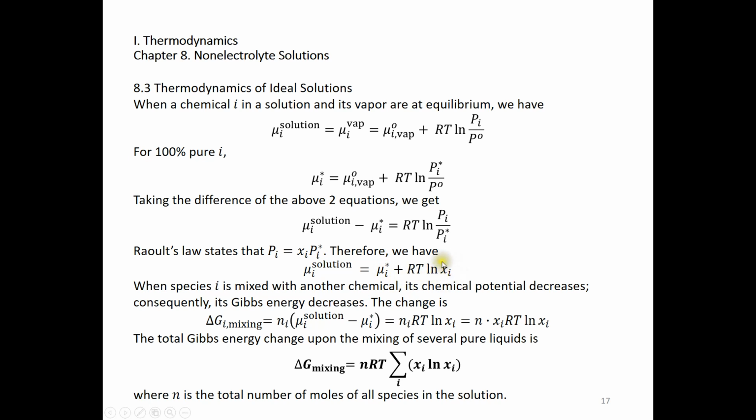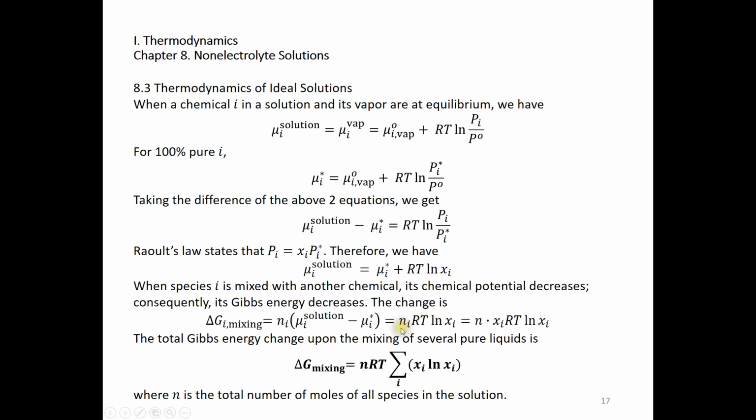Since this mole fraction is always less than 1, the chemical potential of species I in a solution is less than the chemical potential of pure I. When species I is mixed with another chemical, its chemical potential decreases. By how much? We can calculate this chemical potential decrease given the mole fraction and temperature. And consequently, its Gibbs energy decreases.